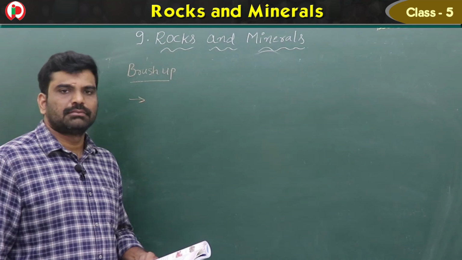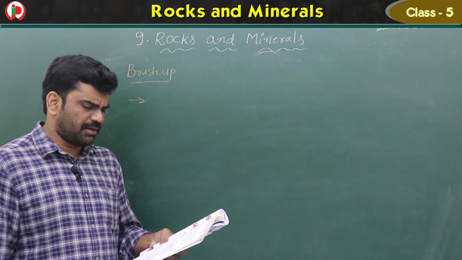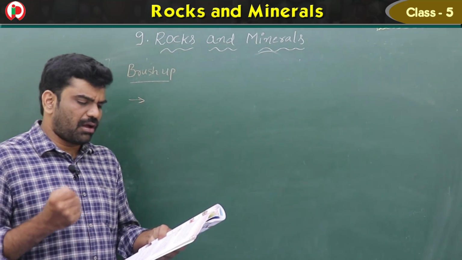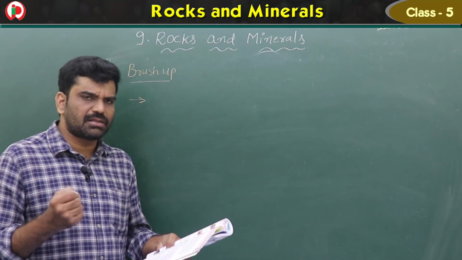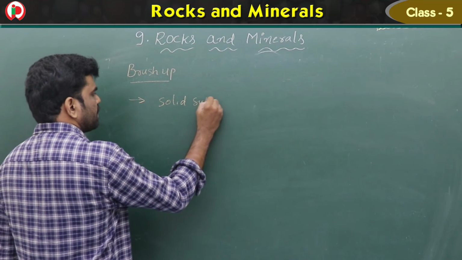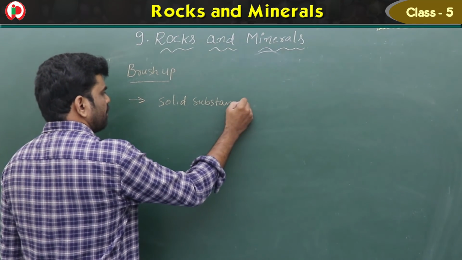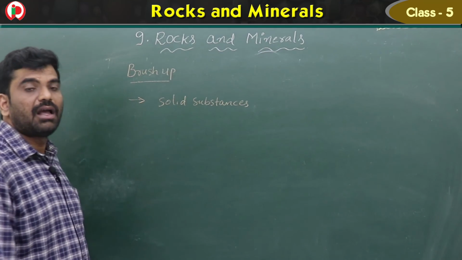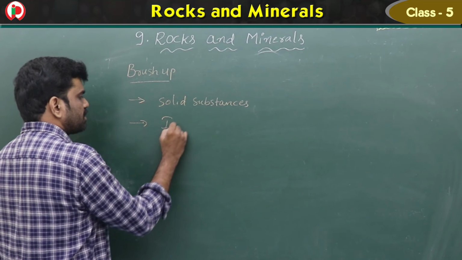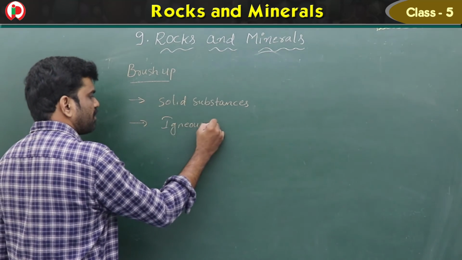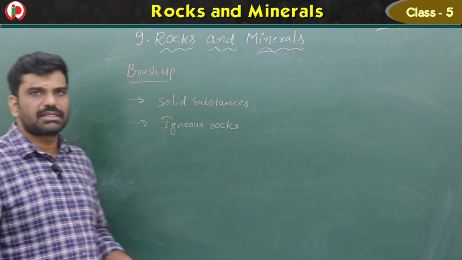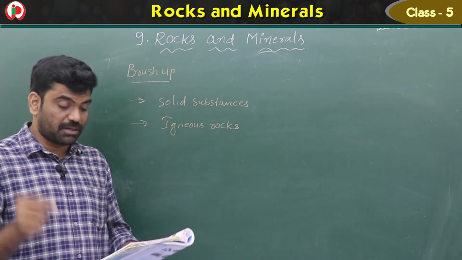Okay. Children, let us brush up this lesson once again. There are a few points on page number 65. First one, rocks are solid substances found on the surface of earth. Second one, igneous rocks. We know that there are three types of rocks. First one is igneous, second one is sedimentary, third one is metamorphic.